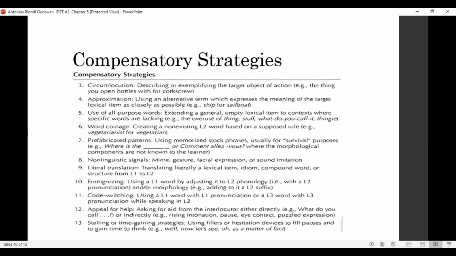Compensatory strategies. Now, there are many strategies in this category, like circumlocution, describing or exemplifying the target object or action; approximation, using an alternative term which expresses the meaning of the target lexical item; use of all-purpose words, extending a general empty lexical item to context; word coinage, creating a non-existing word based on a supposed rule; formulaic patterns, using memorized stock phrases, usually for survival purposes; non-linguistic signals like gesture, facial expression, and sound imitation; literal translation; foreignizing; code switching, like using an L1 word with L1 pronunciation; appeal for help; and stalling or time gaining strategies. Next slide.